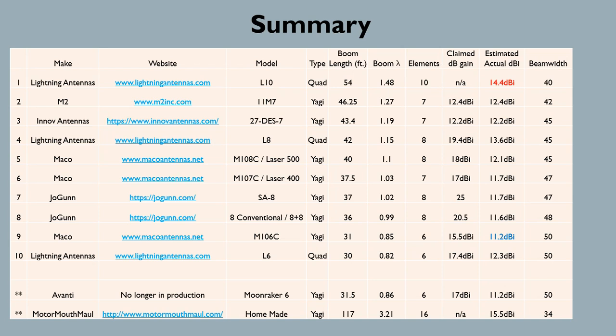You can see the Lightning Antennas L10 is the clear winner here in both the size, but also the dB gain. Like I said, it gave it a 1.3 dB advantage. Now, why did it come up with 1.3?